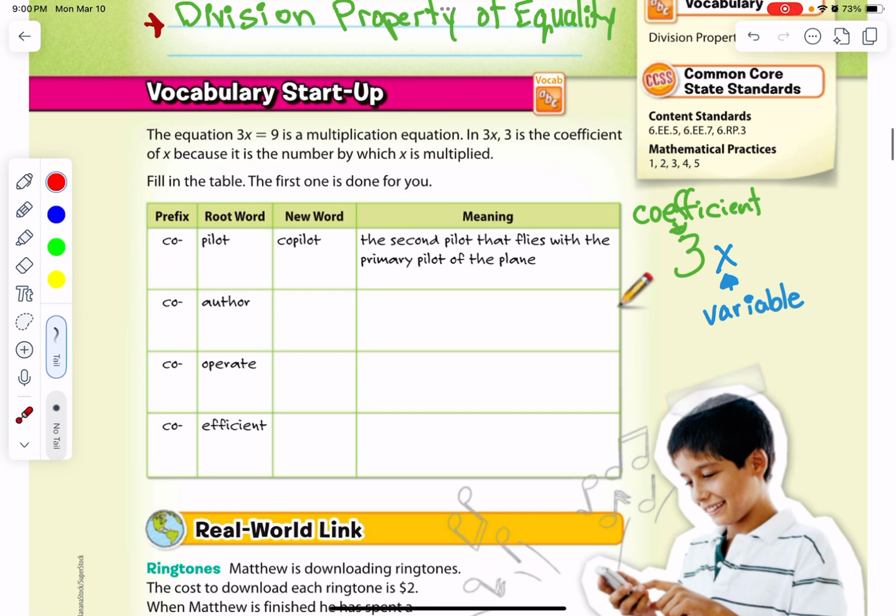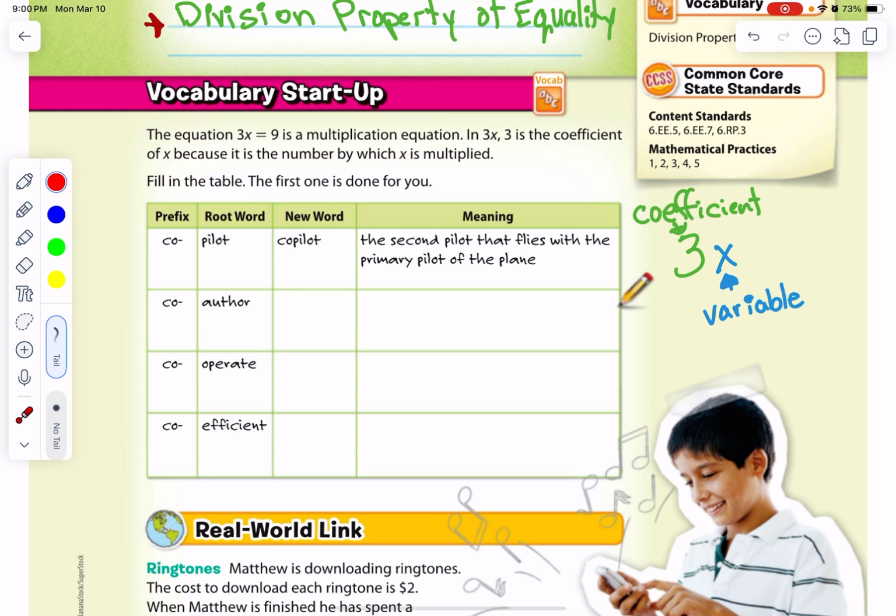Okay, switch back to my pointer. The equation 3x equals 9 is a multiplication equation. In 3x, the 3 is the coefficient of x because it is the number by which x is being multiplied. So if you don't have this in your notes already, here's an example, 3x. The number 3 is the coefficient, and the letter x we call the variable. If that is not in your notes yet, I highly recommend you stop right now and put that in.